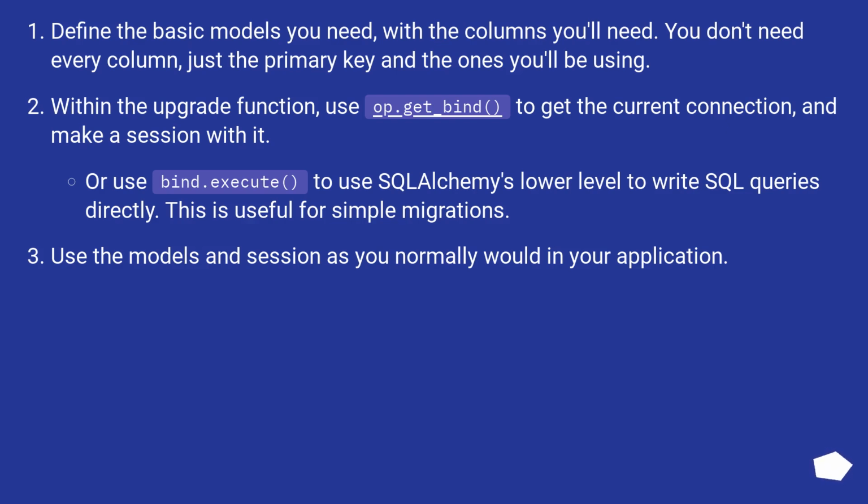Within the upgrade function, use op.get_bind to get the current connection, and make a session with it. Or use bind.execute to use SQLAlchemy's lower level to write SQL queries directly. This is useful for simple migrations. Use the models and session as you normally would in your application.